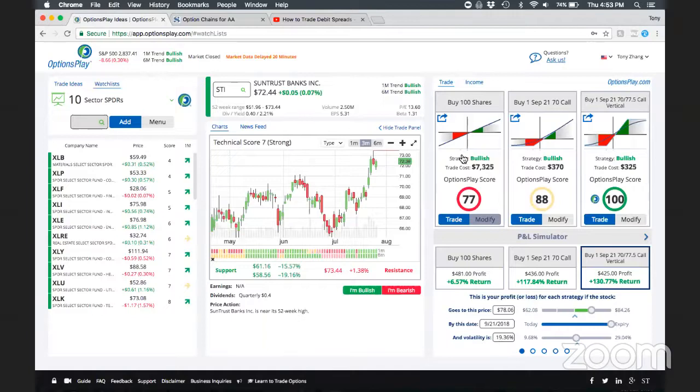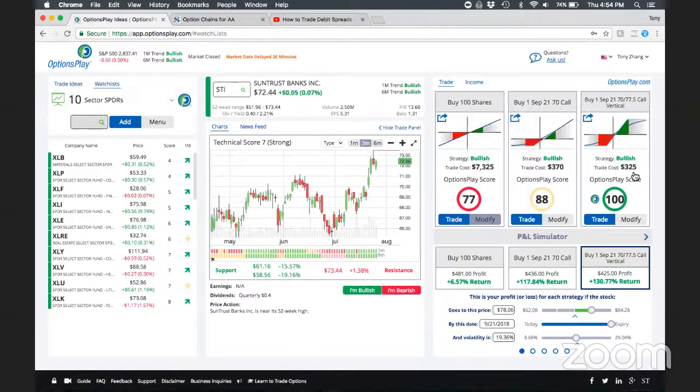So I can either buy 100 shares of that stock, it'll cost me $7,300, or I can buy this call option that gives me very similar upside exposure. That costs me $370. So again, roughly 5% of the cost it would take me to buy 100 shares of the stock, I can get similar upside exposure, and I limit my downside risk, meaning no matter what happens to SunTrust Bank, I can only lose $370 per contract, even if the stock goes to zero.